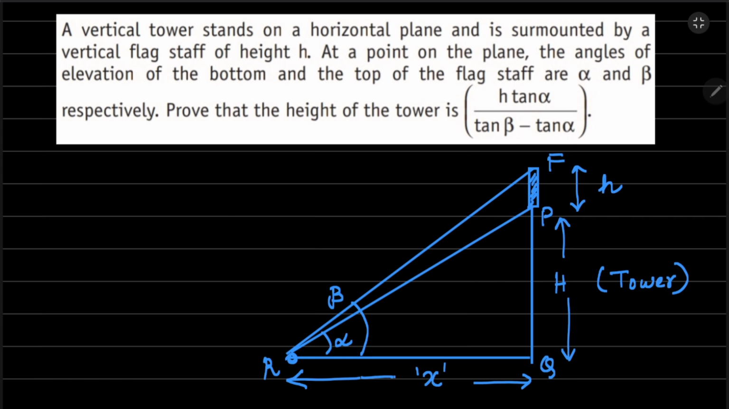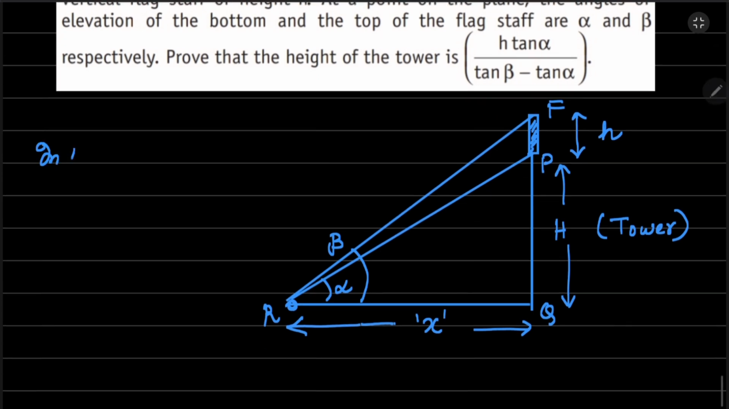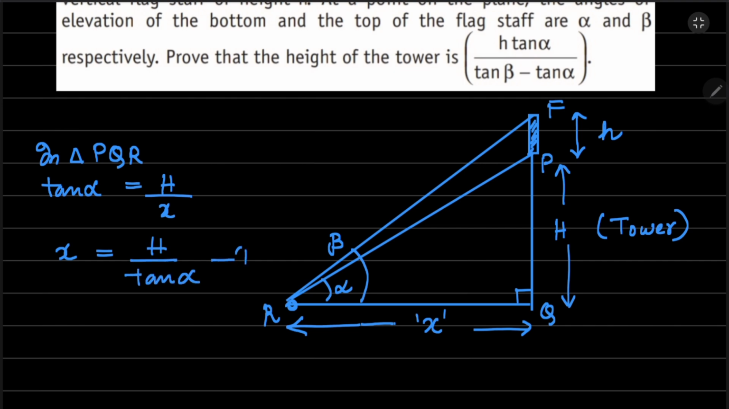Let's take first of all the smaller triangle, that is triangle PRQ or PQR. What is tan of alpha? Tan alpha will be equal to capital H, the perpendicular, by x. I can write x in terms of H. So x is equal to H divided by tan alpha. Let it be equation 1.